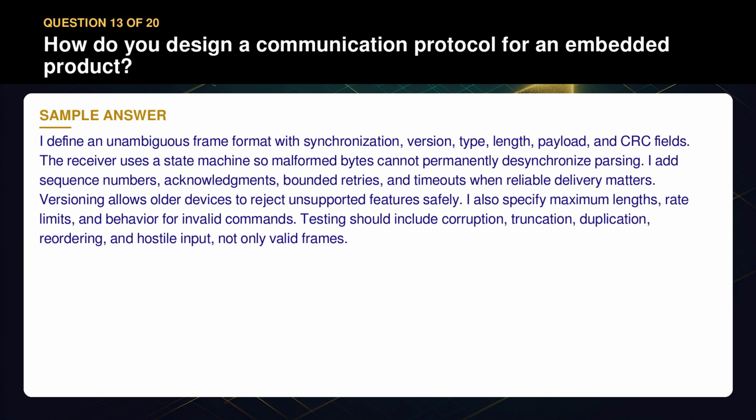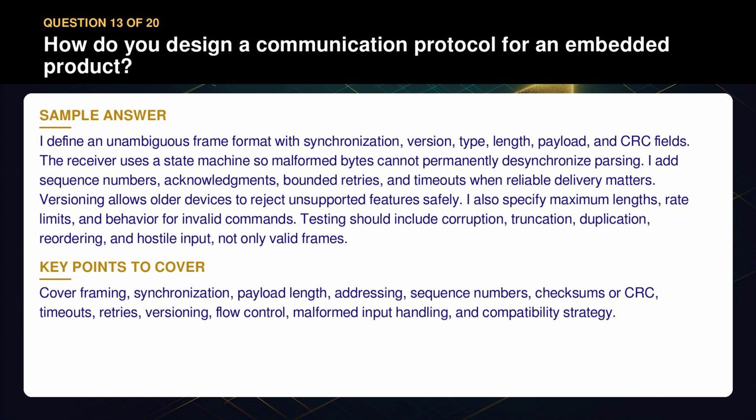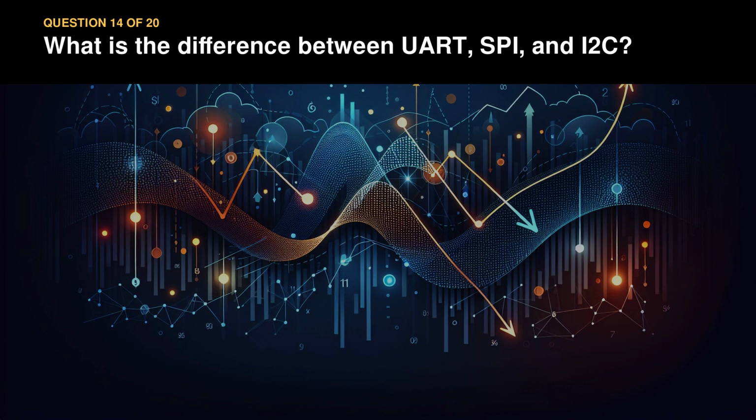Versioning allows older devices to reject unsupported features safely. I also specify maximum lengths, rate limits, and behavior for invalid commands. Testing should include corruption, truncation, duplication, reordering, and hostile input, not only valid frames. Cover framing, synchronization, payload length, addressing, sequence numbers, checksums or CRC, timeouts, retries, versioning, flow control, malformed input handling, and compatibility strategy.